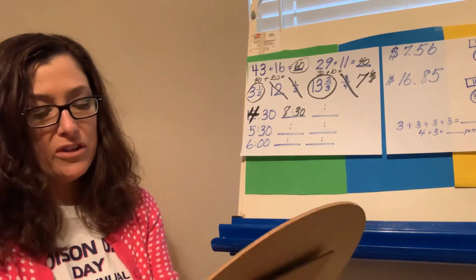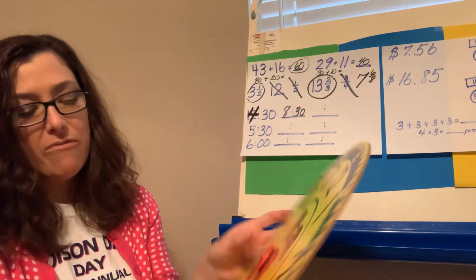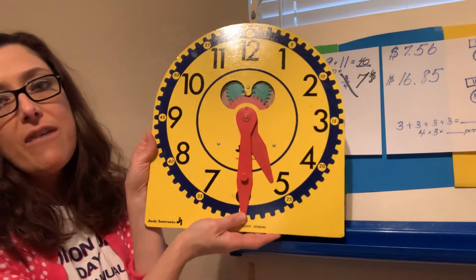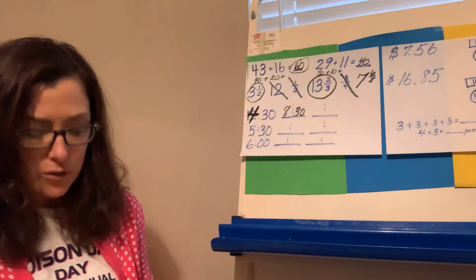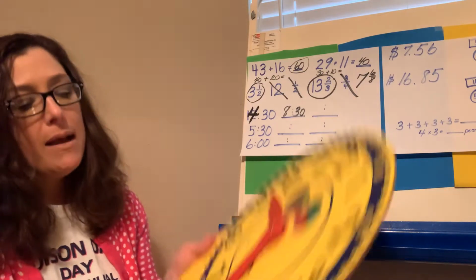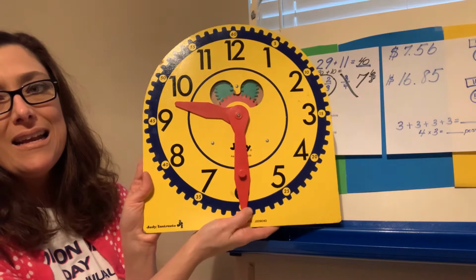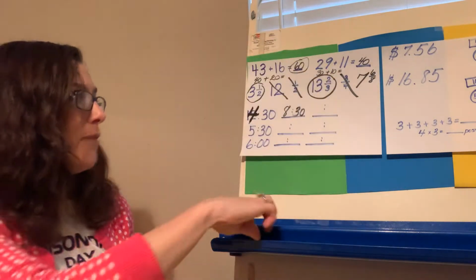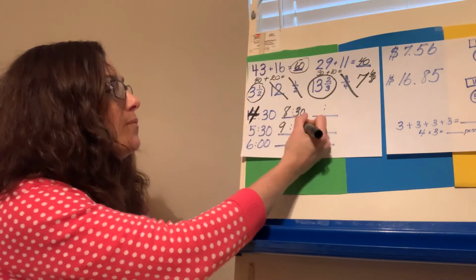So 5:30, if I wanted to say what would the new time be 4 hours from now. So on the Judy clock, I make 5:30. I know that 5 plus 4 is 9. So remember, my minutes don't change, just my hour. And my new time would be 9:30. And I would write it like this.